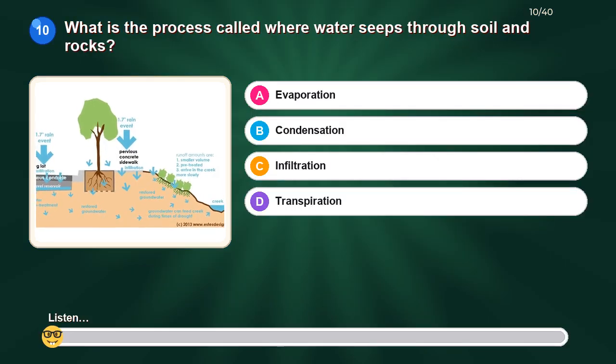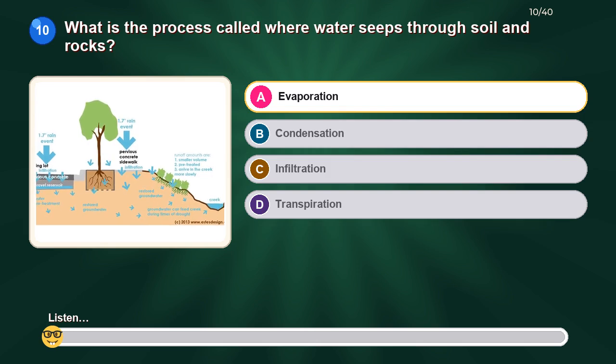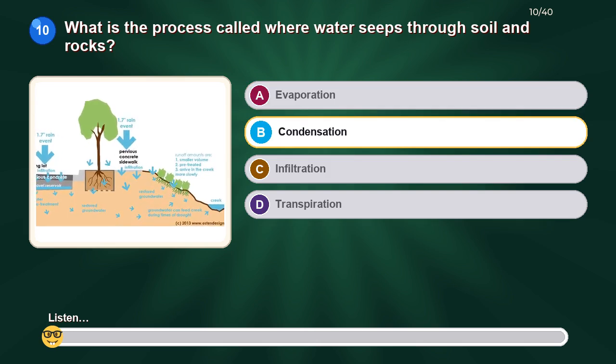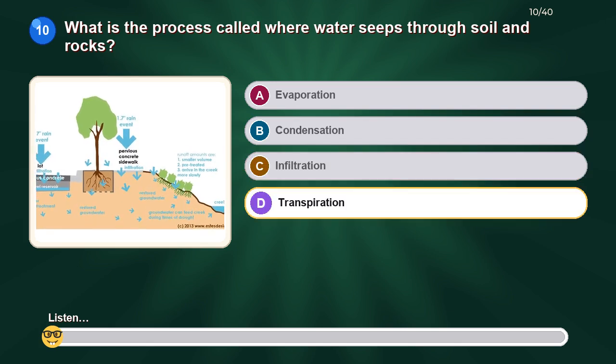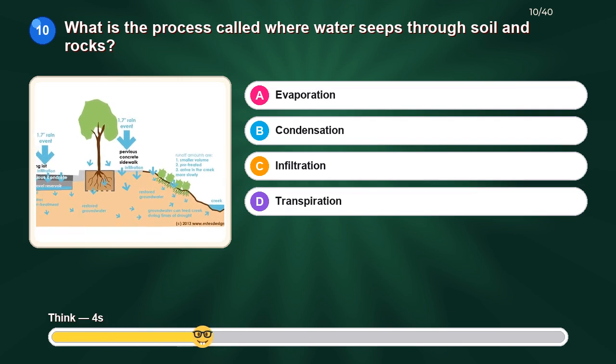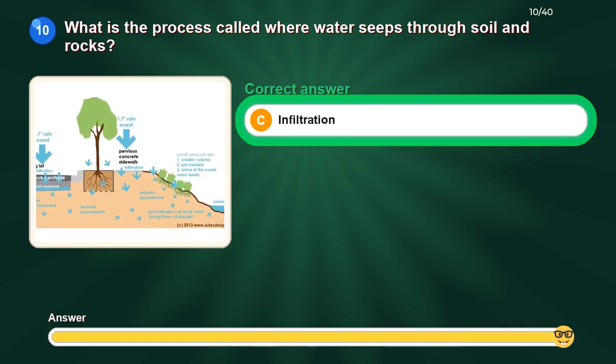What is the process called where water seeps through soil and rocks? Option A, evaporation. Option B, condensation. Option C, infiltration. Option D, transpiration. The correct answer is infiltration.